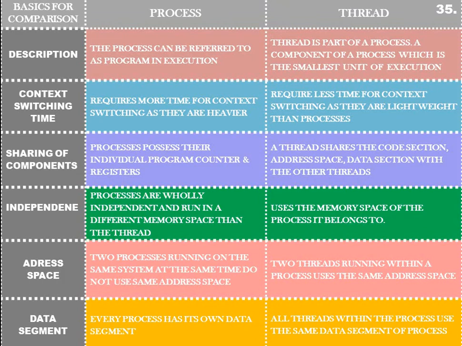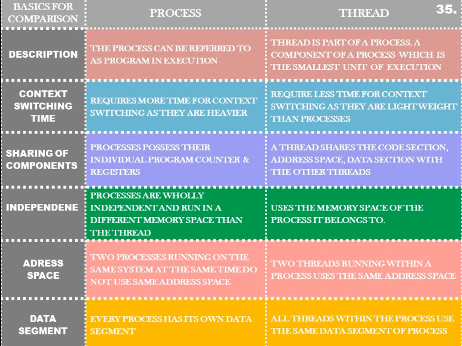So in order to make things more clear, we can talk about some differences between process and thread on the basis of certain criteria. You can see these criteria written under the basis for comparison. We are comparing process and thread on the basis of these criteria. The first criteria is description. A process can be referred to as a program in execution.